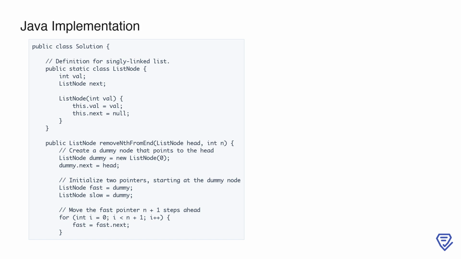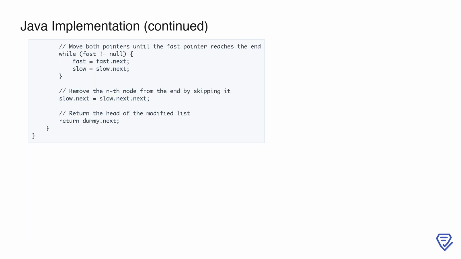We then initialize two pointers, fast and slow, both starting at the dummy node. The fast pointer is moved n+1 steps ahead of the slow pointer using a loop. This creates a gap of n nodes between the two pointers, which is crucial for identifying the correct node to remove. Once the fast pointer is n+1 steps ahead, both pointers are moved forward one step at a time until the fast pointer reaches the end of the list.